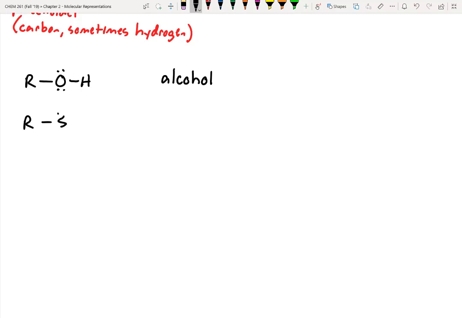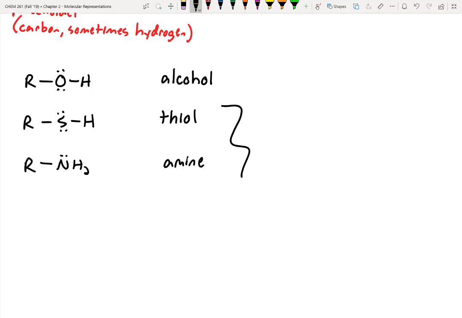Next one looks pretty similar. However, it has a sulfur on it. Anybody know what this is called? Thiol. All right, then next one. What would this be called? Amine. So these are really important in biology, especially these two. Thiols are found in one specific amino acid, cysteine. It's important for how proteins fold together. Amines are obviously important in amino acids as well.